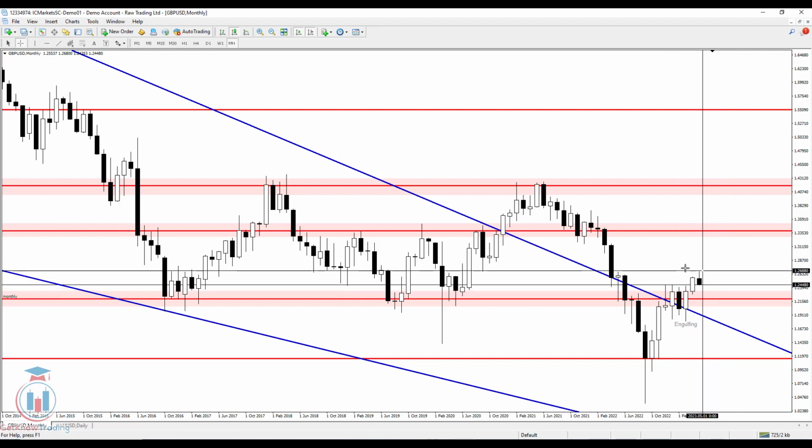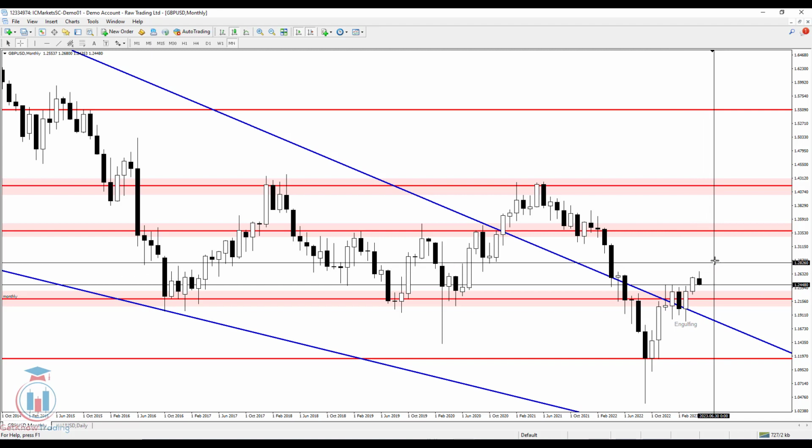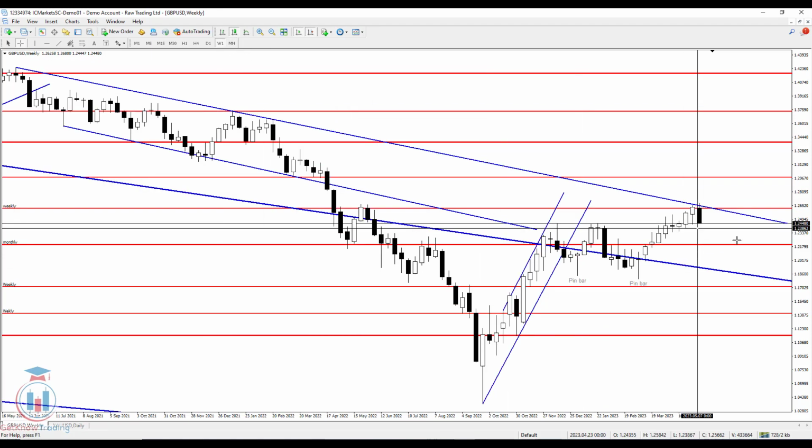The critical level for the buyers on the higher side is the 1.26 price level. We can see this is the critical level where the sell-off has started right now, and it is critical for the future move to the upside. Let's see how this looks on a weekly time frame so we can expect what will happen.